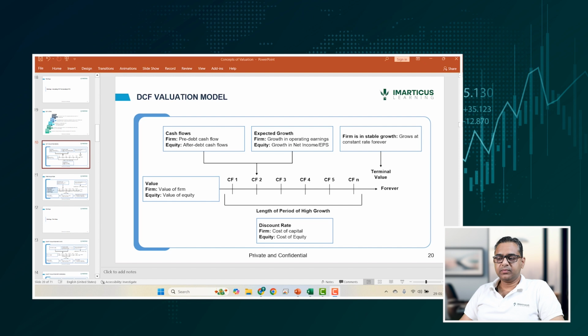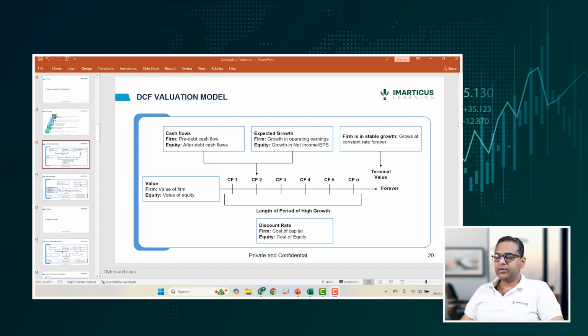Accordingly, based on which cash flows we are talking about, is it FCFF or is it FCFE, our discount rate would also be based on that. If we are using FCFF, we will use cost of capital, which is our WACC, and if we are talking about FCFE, then our discount rate will be cost of equity.